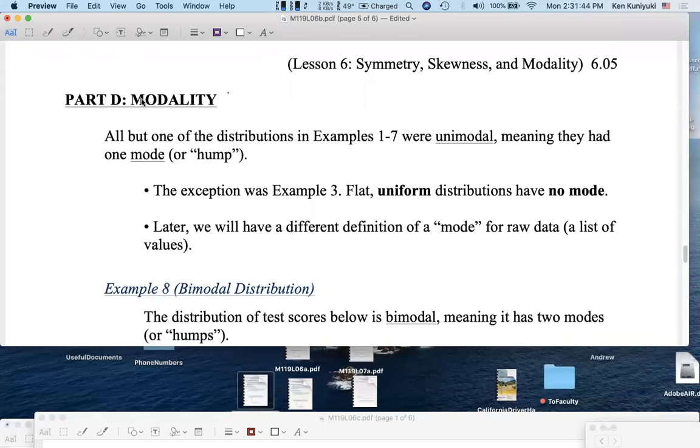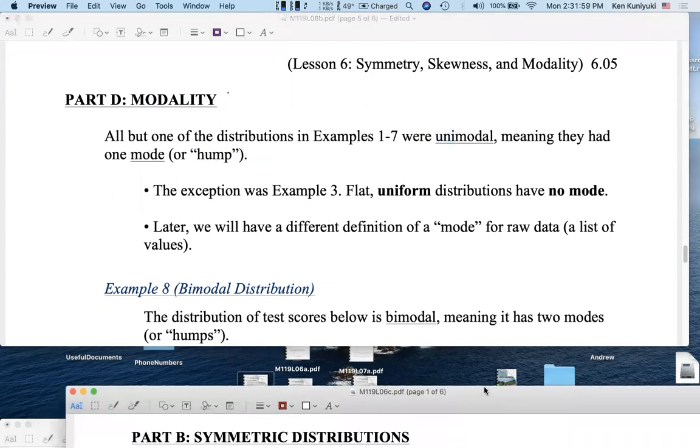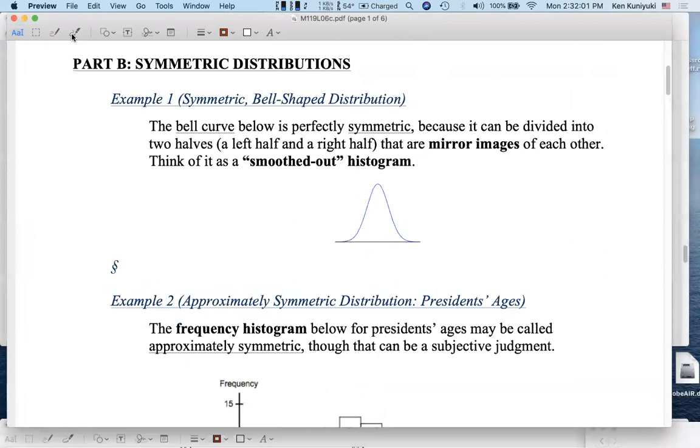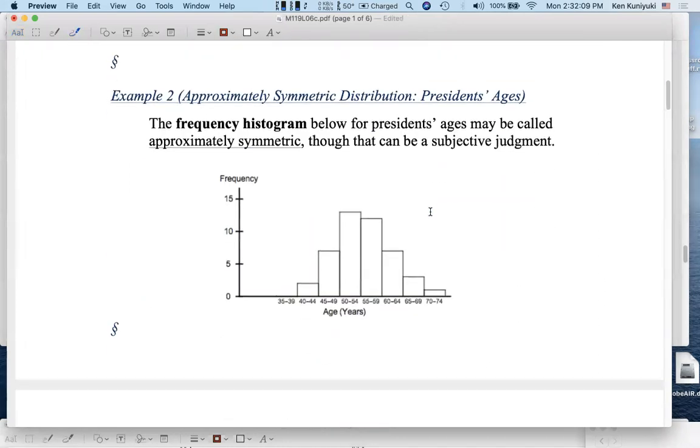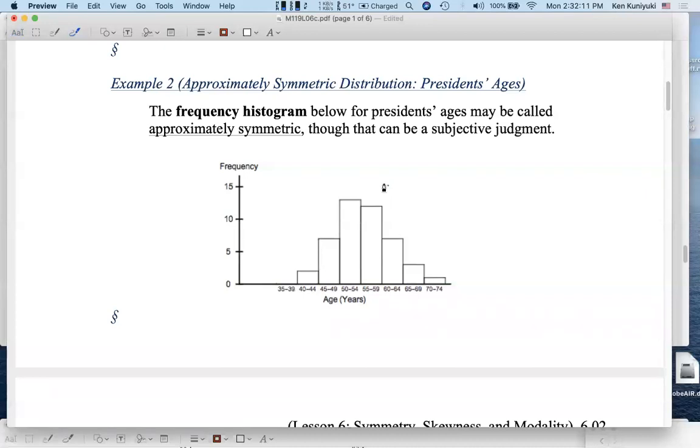Hi, everyone. Let's now talk about issues of modality, basically humps. All but one of the distributions so far have been unimodal, meaning that they only had one mode or hump, hence unimodal. Let's quickly review. This nice bell shape: one hump, one mode, unimodal. Likewise here, for this approximately symmetric bell shape, unimodal.